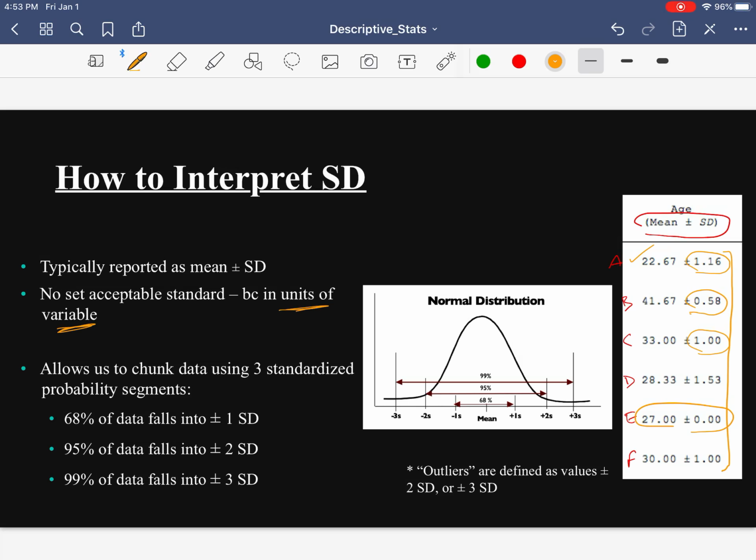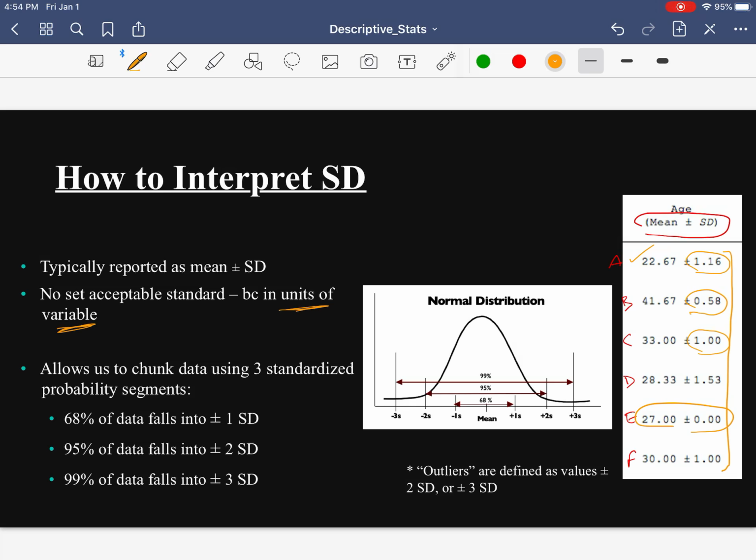But these same standard deviations may be different if I'm talking about blood lactate, because a difference of 1.16 blood lactate is a lot. So the interpretation really depends on the unit. So there's no set standard. Consider the unit.